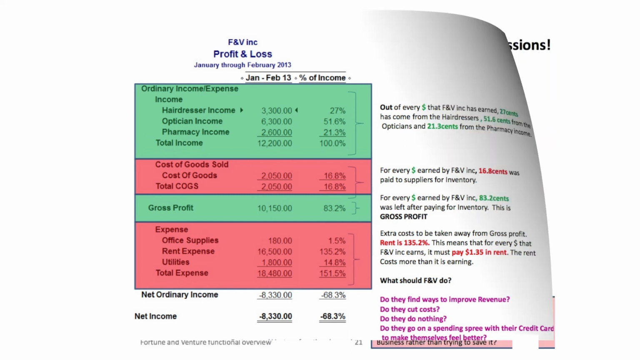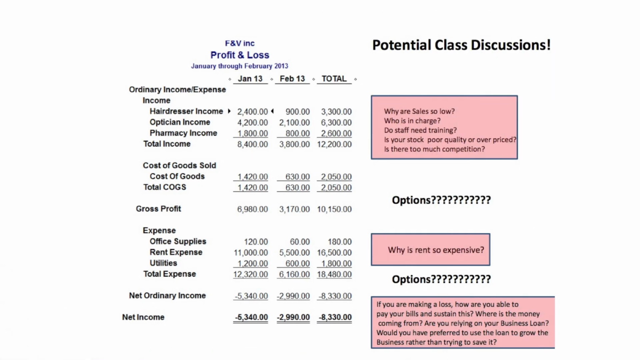Potential class discussions. Why are sales so low? Who is in charge? Do staff need training? Is your stock poor quality or overpriced? Is there too much competition? Why is rent so expensive? If you are making a loss, how are you able to pay your bills and sustain this? Where is the money coming from? Are you relying on your business loan? Would you have preferred to use a loan to grow the business rather than trying to save it?